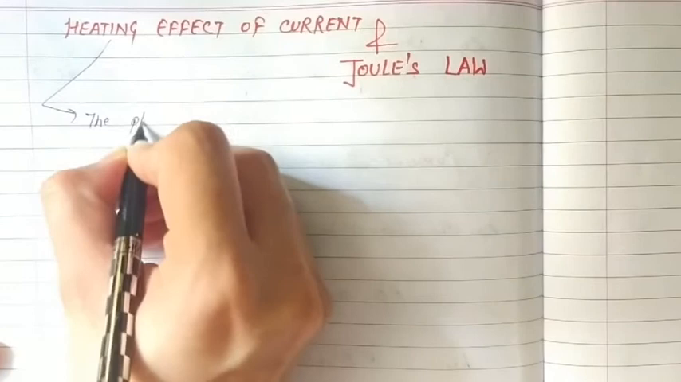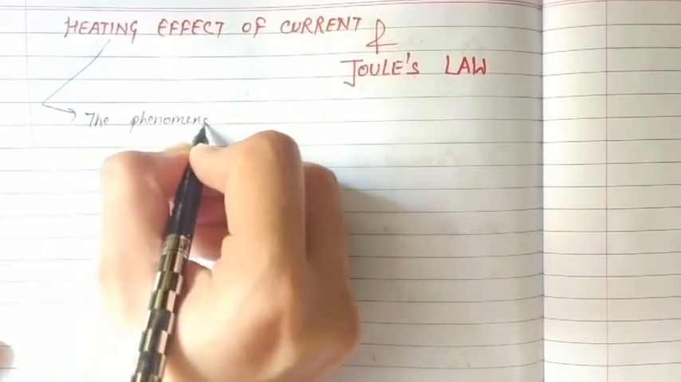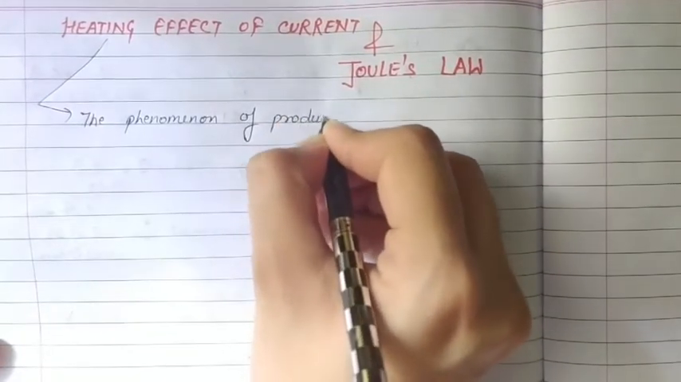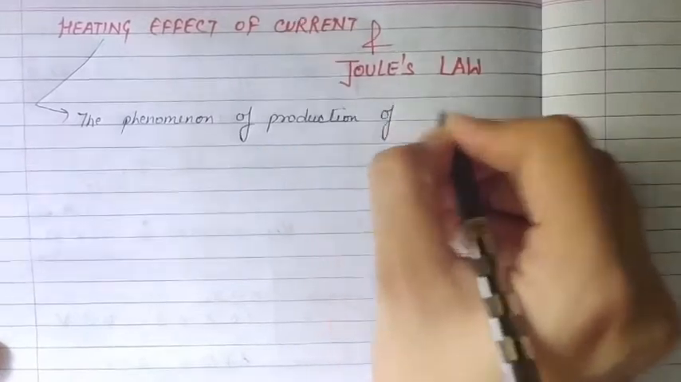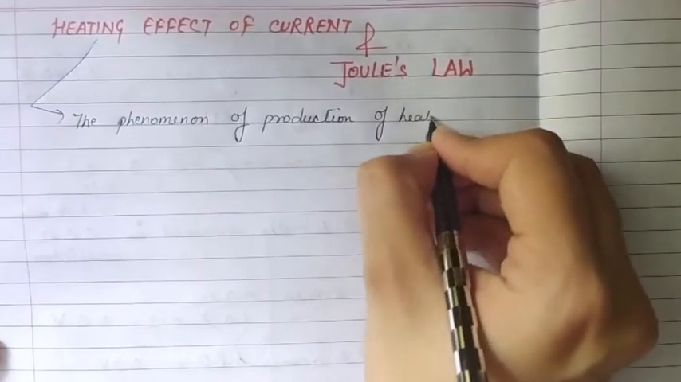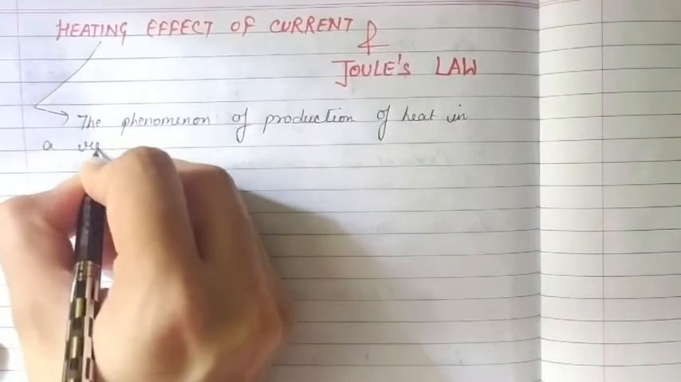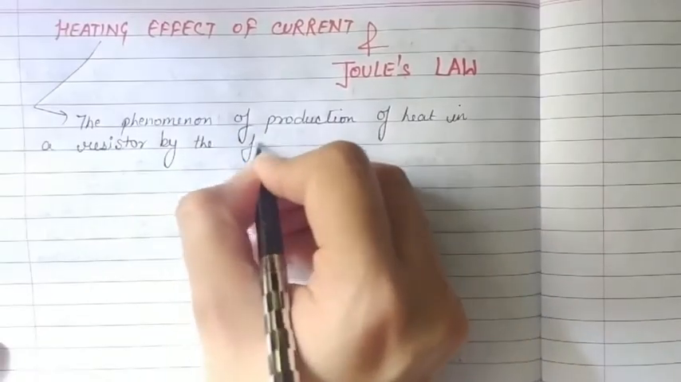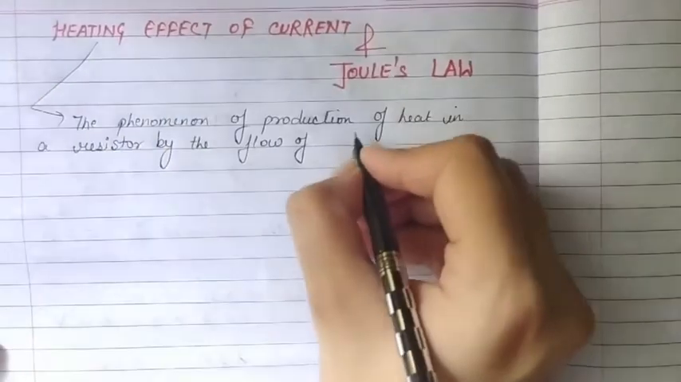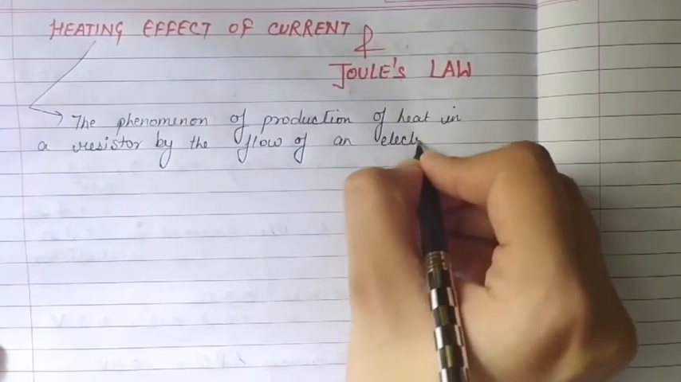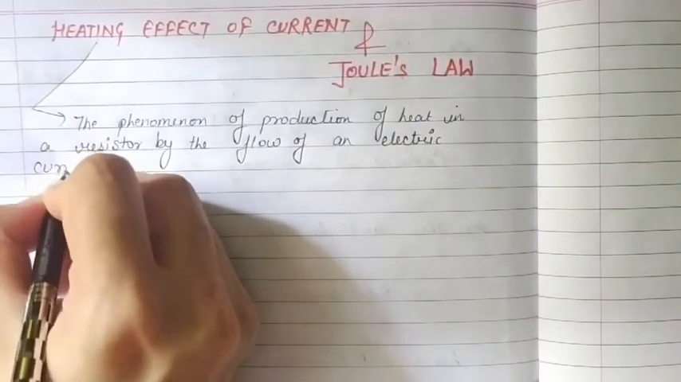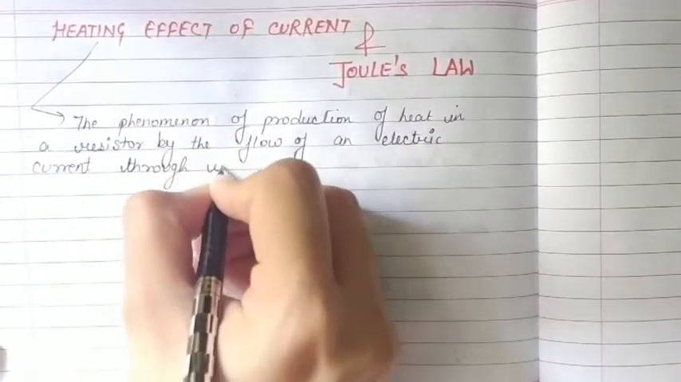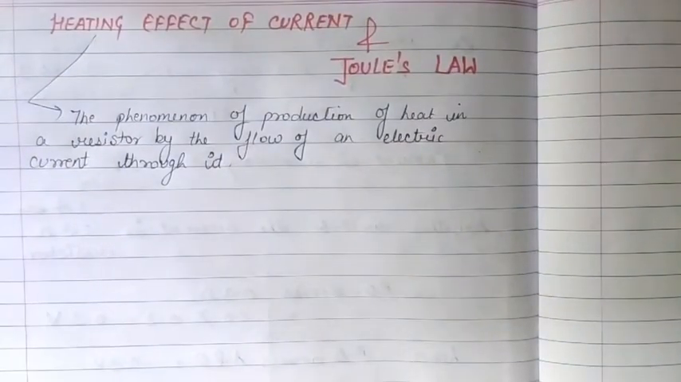the phenomenon of production of heat in a resistor by the flow of electric current through it. Now this phenomenon is called heating effect of current.